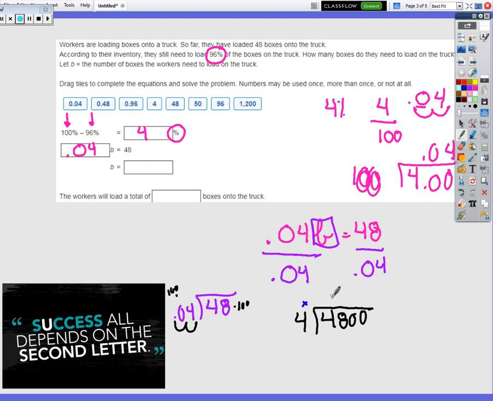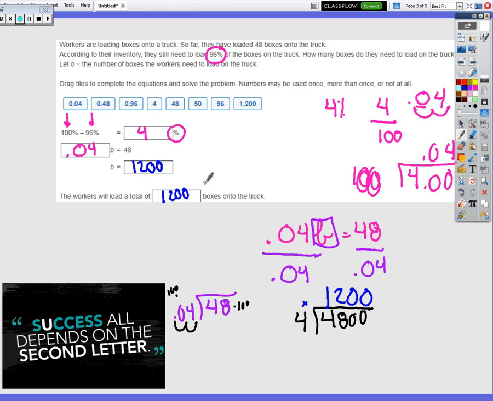4 times what factor gives me 4? 4 times 1. We have nothing left over. Let's move on. 4 times what factor gives you 8? 2. Any remainder? No. We have 2 place values just sitting empty. We cannot leave it there. We're going to put 0s. The workers will load a total of 1,200 boxes.